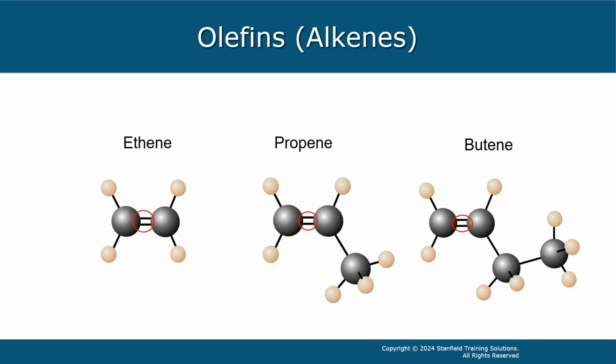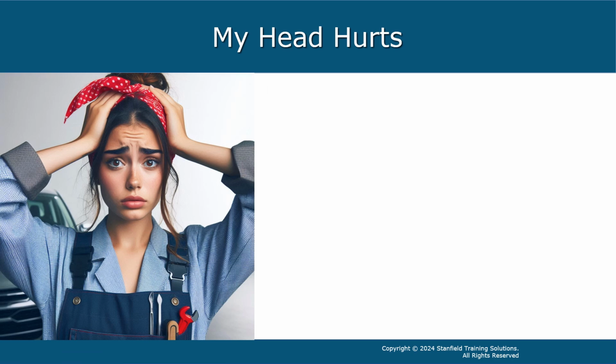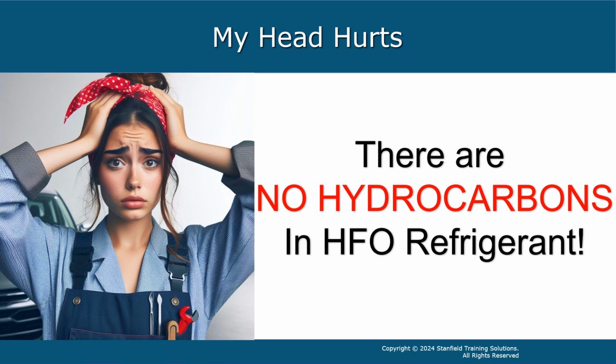Examples of olefins include ethene, propene, and butene. Note that each has a carbon-to-carbon double bond and two fewer hydrogen atoms than their alkane cousins. However, I don't want to confuse you with all the talk about hydrocarbons. While HFOs are built by chemically altering hydrocarbons, there are no hydrocarbons in HFO refrigerants, no propane, no butane, or any other hydrocarbon. While hydrocarbons are the base molecules which fluorinated refrigerants are made from, the resulting compounds have their own unique chemical and physical properties.